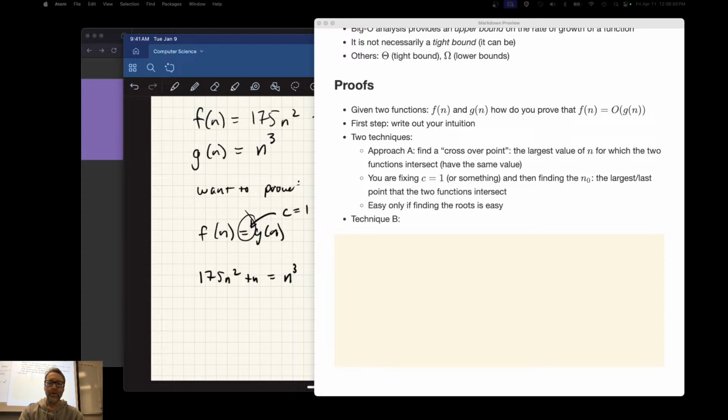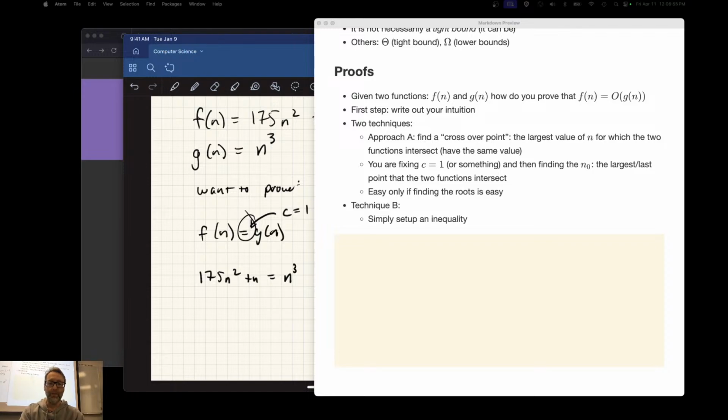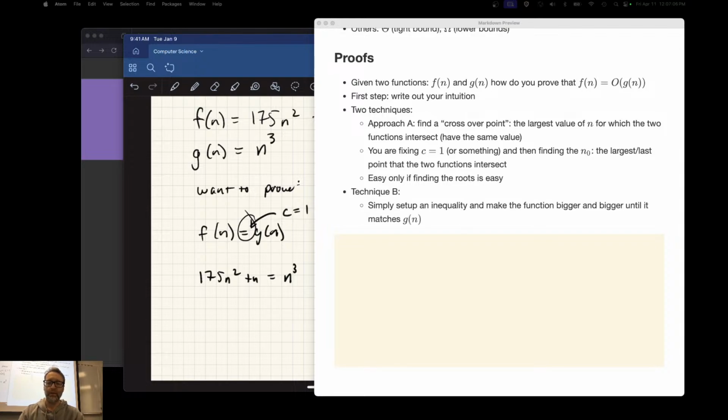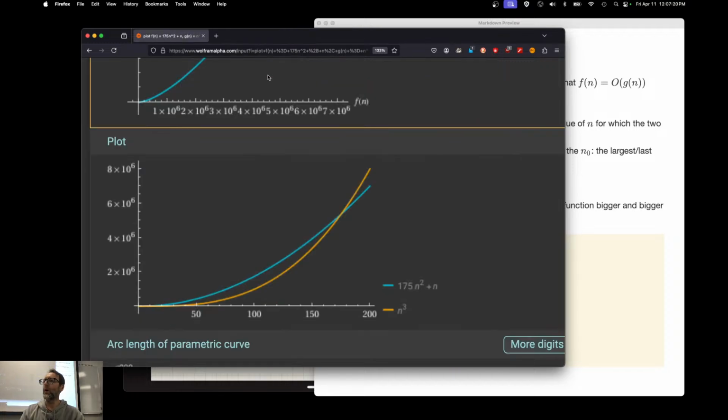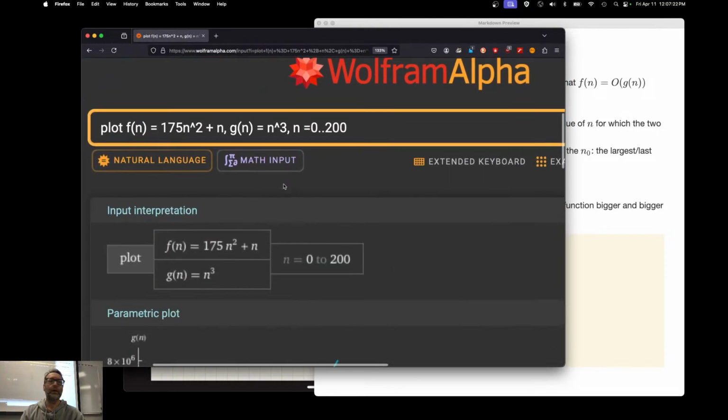we're going to simply set up an inequality, not an equality, but an inequality, and make the function bigger and bigger until it matches g of n. We're going to set up an inequality with f of n, I should say, and just make the function bigger and bigger. Not too big, just big enough, that Goldilocks zone. Now, to understand what I mean by that, let's go all the way back to our little graphing here.